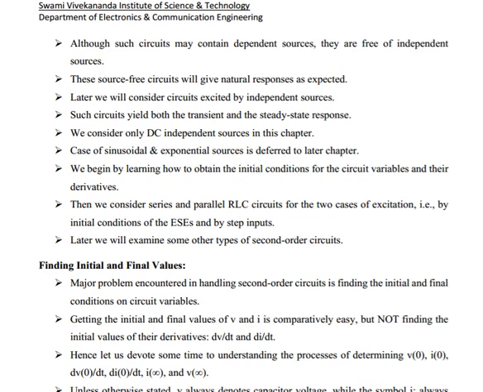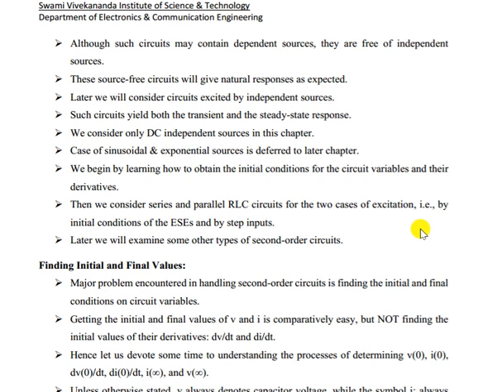Now those circuits may contain dependent sources, but they are free of independent sources. That means that is for source free circuit. In that we have to consider the energy stored in L and C, then we have to analyze the circuit. And in this lecture I will discuss the source free circuit, that is the natural response, and in the next lectures I will consider the circuits excited by independent sources.